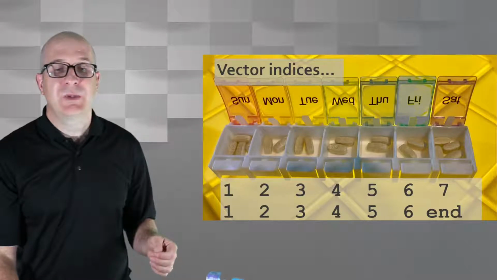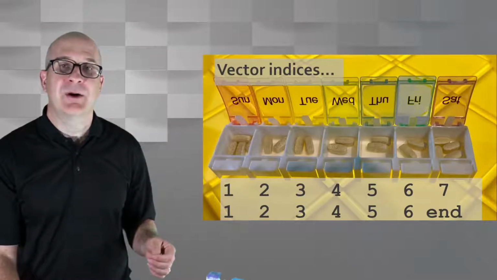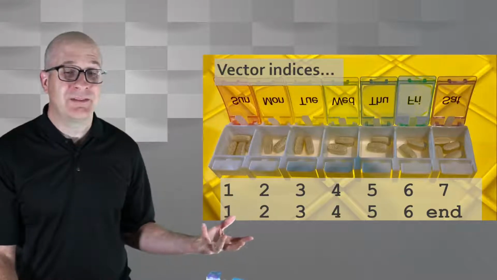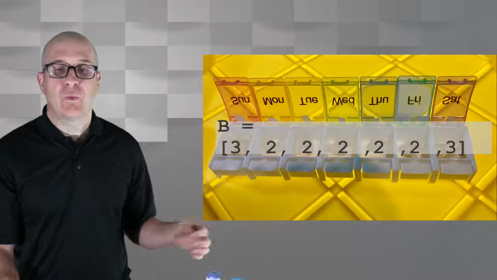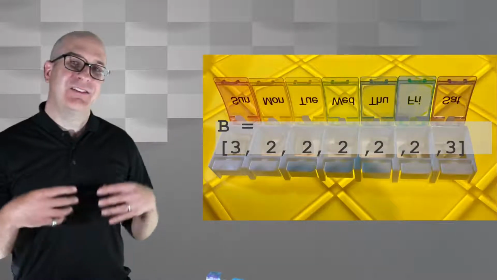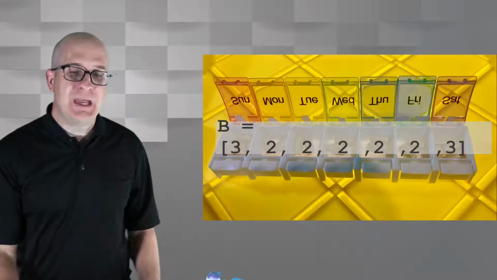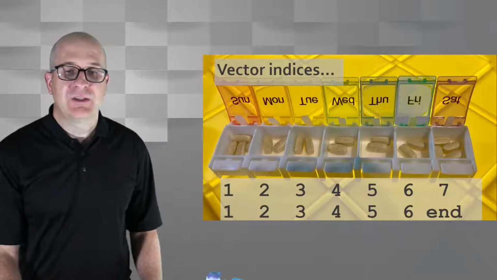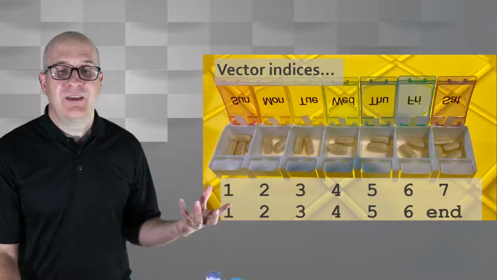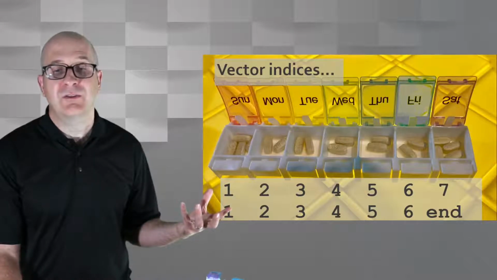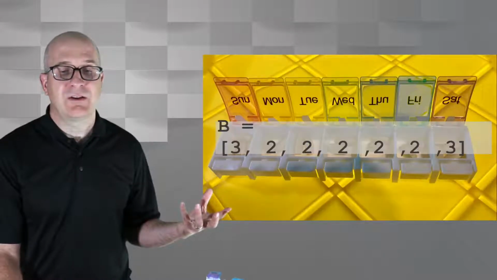We can also reference the final entry of that box as the last one by saying end. So let's take this one step further and look at how many pills were in each of these little boxes here. So in the first entry there was 3, second one 2, third one 2, fourth one 2, fifth one 2, sixth one 2, and then the seventh one there's 3 again. So let's go take a look here.